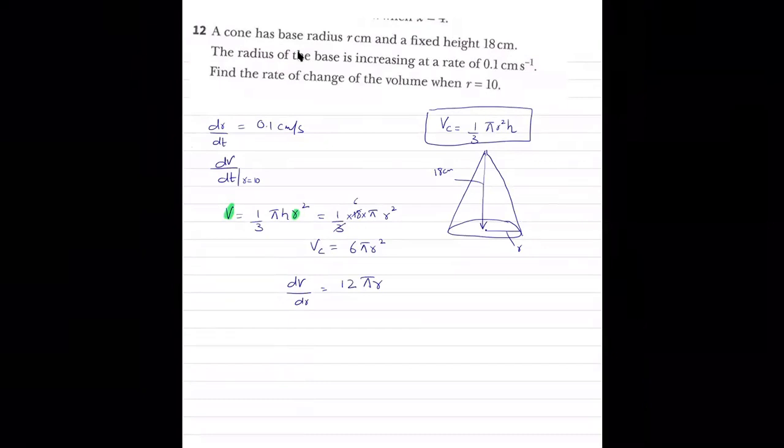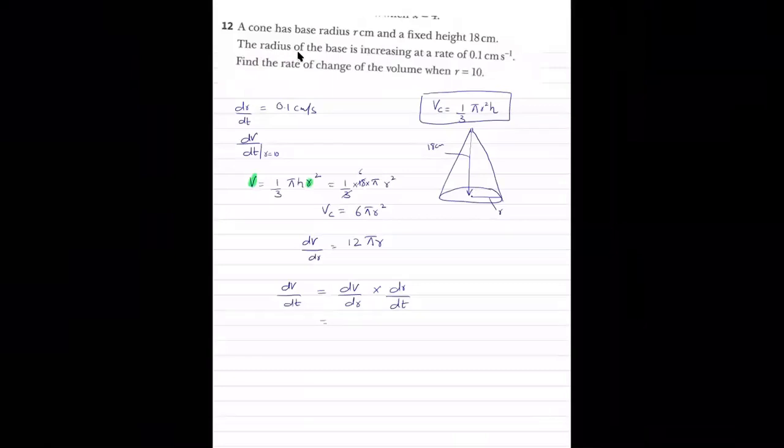Yes, sir. So after applying chain rule to find dV over dt, dV over dt is going to be equal to dV over dr times dr over dt. So dV over dr came out to be 12 pi r. dr over dt is given as a constant value of 0.1. We need to find dV over dt when r is 10. So I'm just going to plug in r as 10.